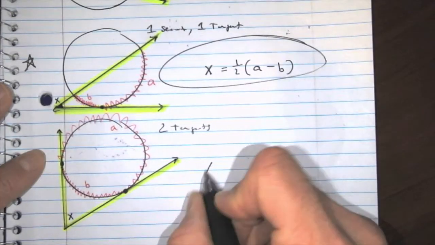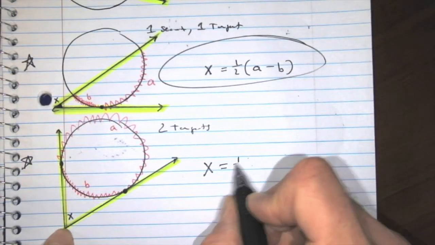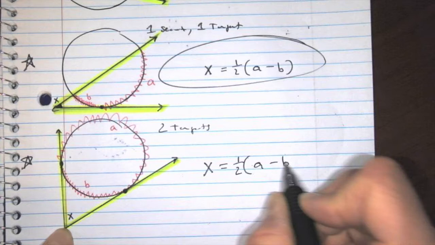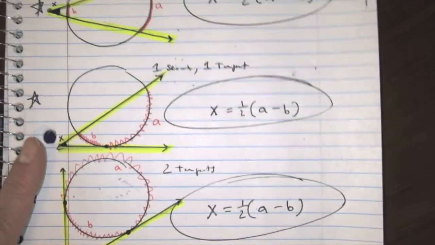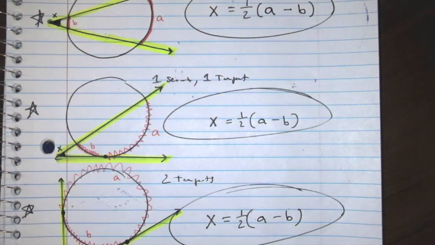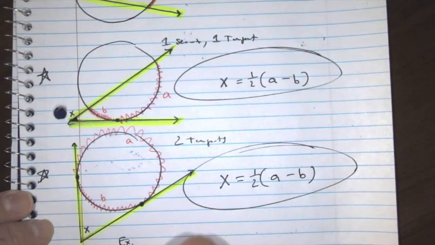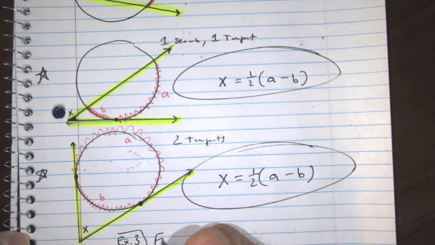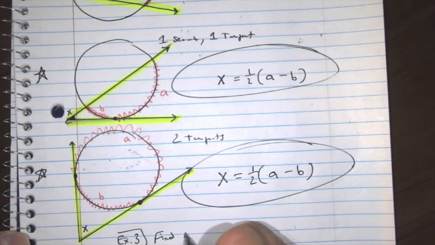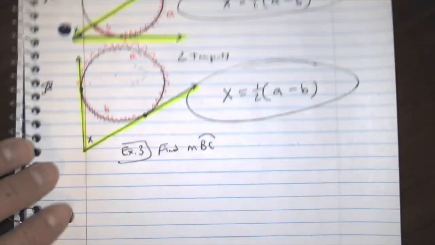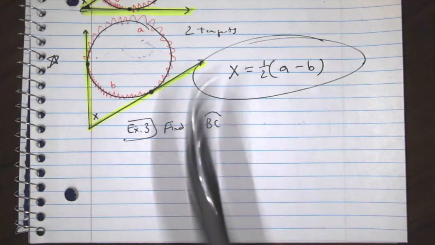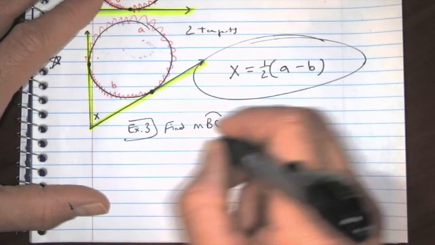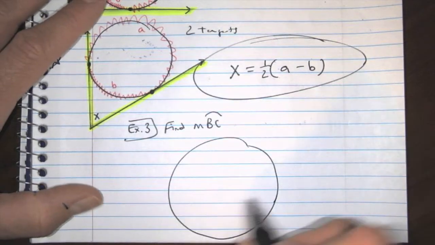Equation. Outside angle, the x, equals 1/2 the big guy minus the little guy. Every single one of these equations is the same, folks. Alright, let's do one last example and I'm going to call it a day. I was going to give you a two-part problem, but nah. Let's just do example 3. I'd like you to find the measure of arc BC. We'll do one quick example just to make sure this makes sense, and then we're going to call it a day.